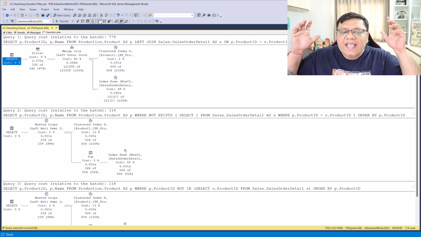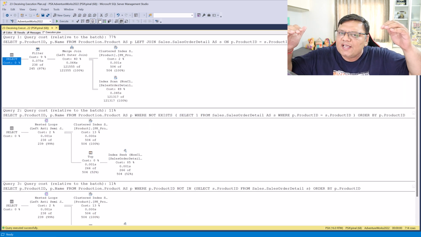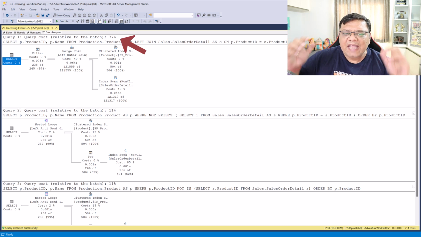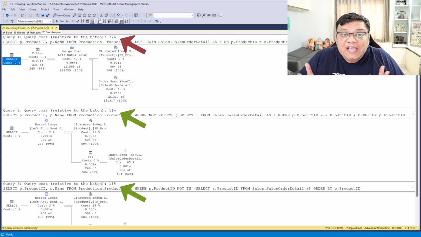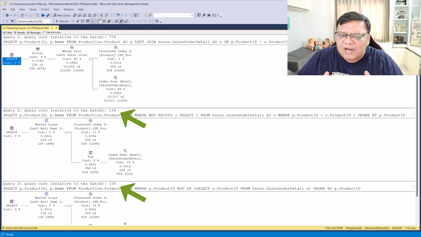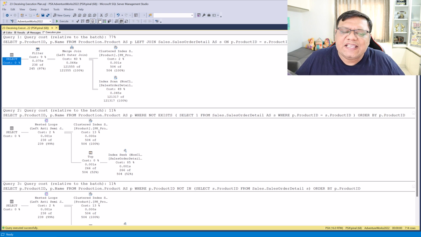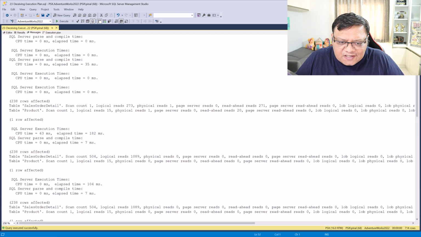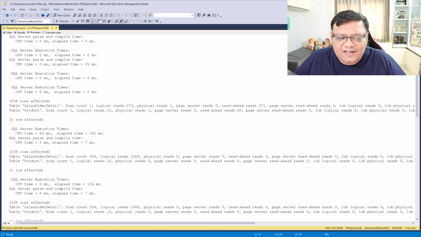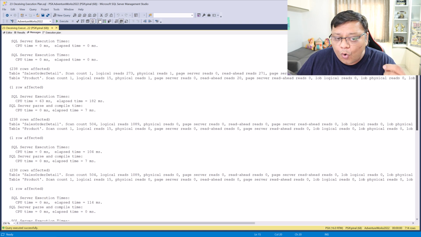Here, we have the execution plan in front of us. The query on the top has a query cost of 77% and the next two have a cost of 11% each. It is very clear from the execution plan that the original query is worst in terms of cost. But is that reality? Well, let's check that out with statistics IO over here.